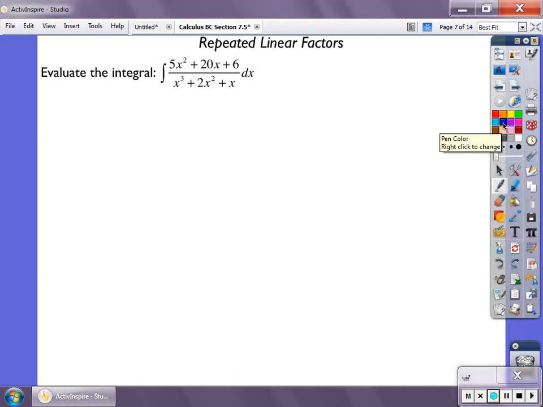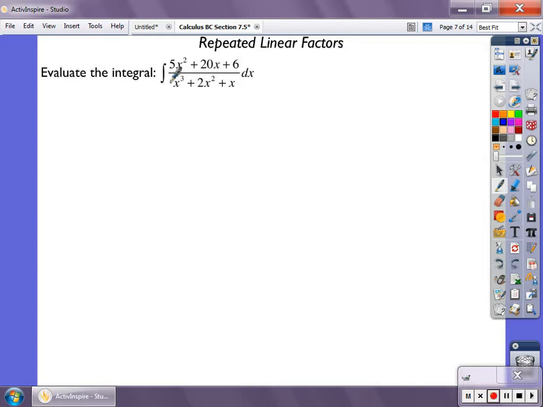Okay, so evaluate the integral. Let's actually do one of these now. We have the integral of 5x squared plus 20x plus 6 all over x cubed plus 2x squared plus x. Now again, if the degree of the numerator is greater than the degree of the denominator, I would divide. But in this case, it's not. So we're going to use partial fraction decomposition to help.